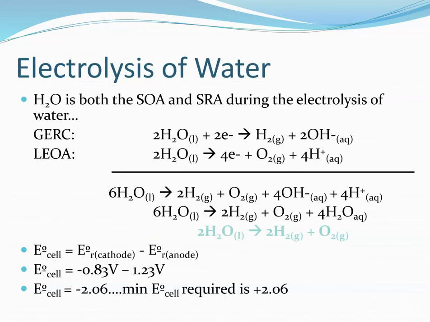Electrolysis can also be used to separate water into hydrogen and oxygen. In this reaction, water is the strongest oxidizing agent and the strongest reducing agent. The reaction is not spontaneous, so electricity is required for the reaction to proceed.